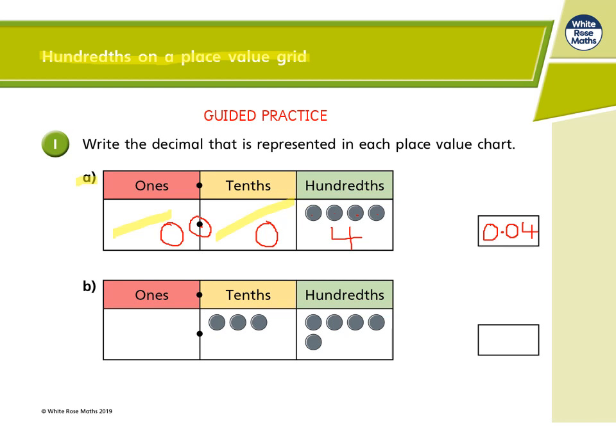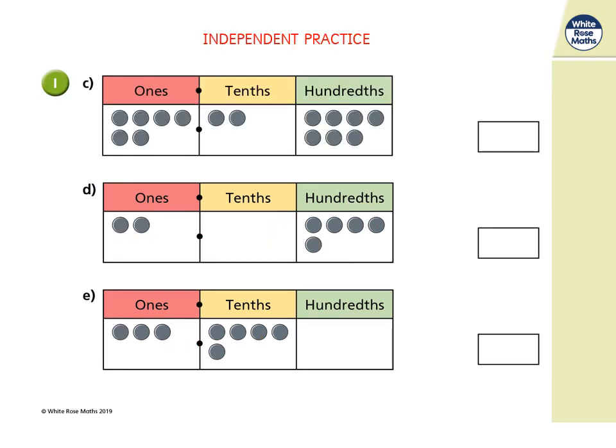Let's do B now, and then you complete your independent practice. So again, there are no ones, so that will be a placeholder. There is my decimal point. Then I have 1, 2, 3 tenths, and I have 1, 2, 3, 4, 5 hundredths. So my decimal is 0.35. Now, so look at your independent practice. I would like you to complete these C, D, and E on your piece of paper or on Teams. Good luck.